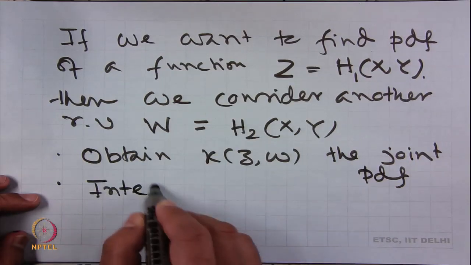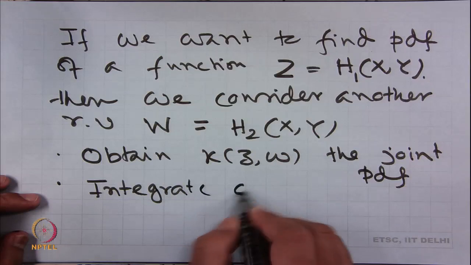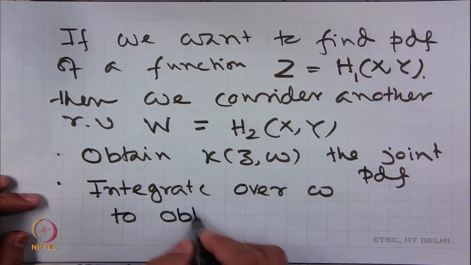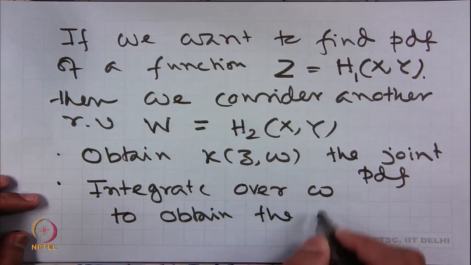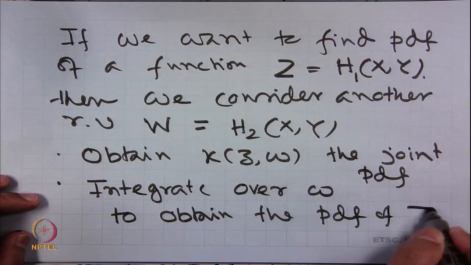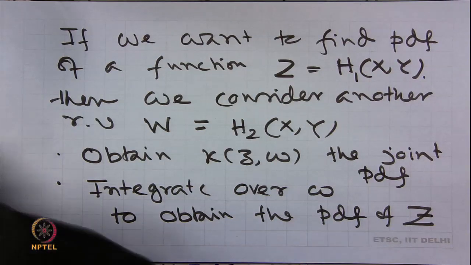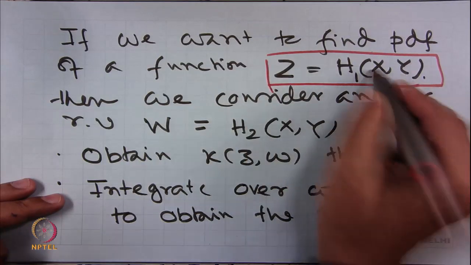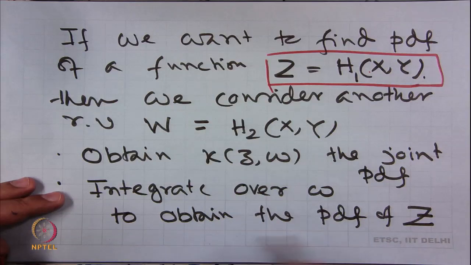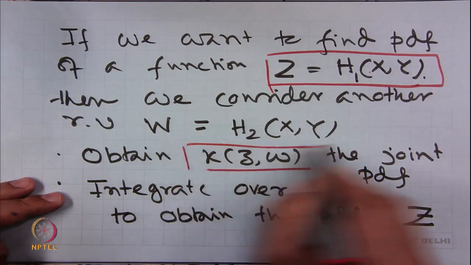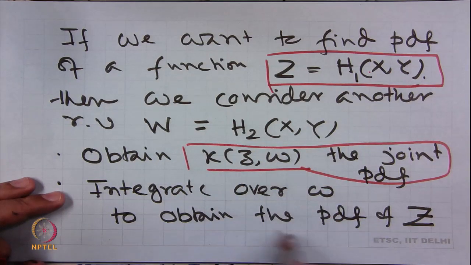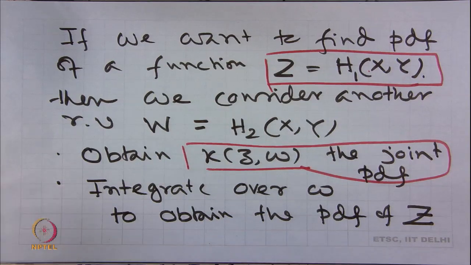Integrate over w to obtain the PDF of z. Since our interest was only in this, in order to get its PDF, we need to first find the joint PDF by appropriately defining w, so that this integration becomes easier, and from there we obtain the PDF of z.